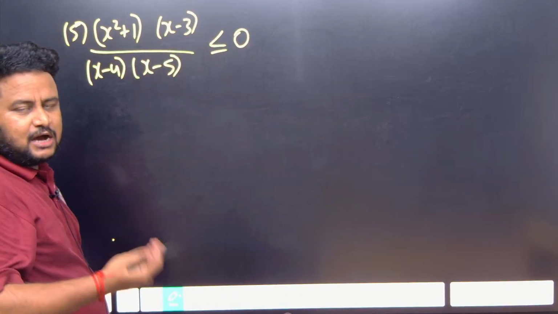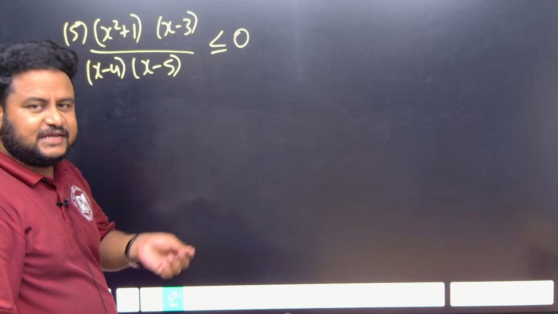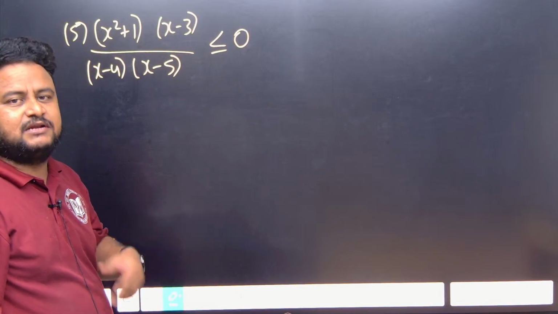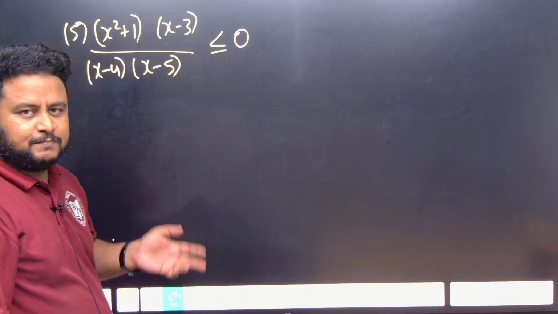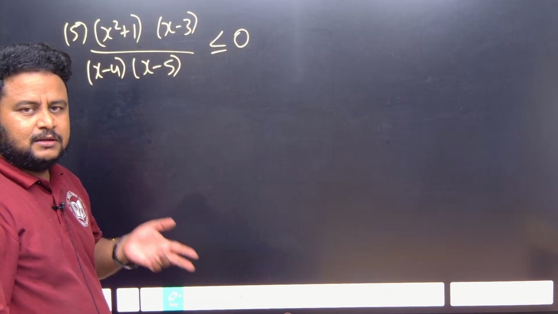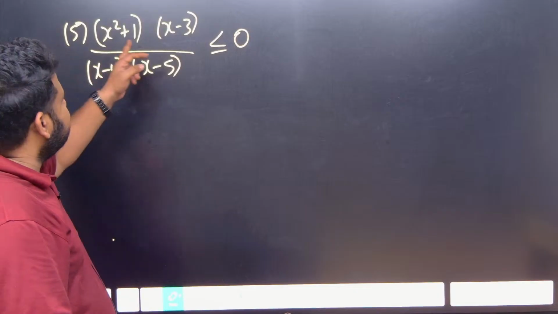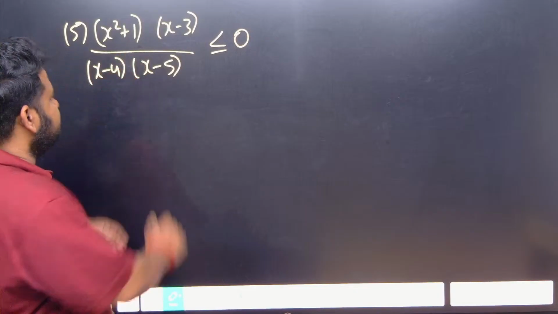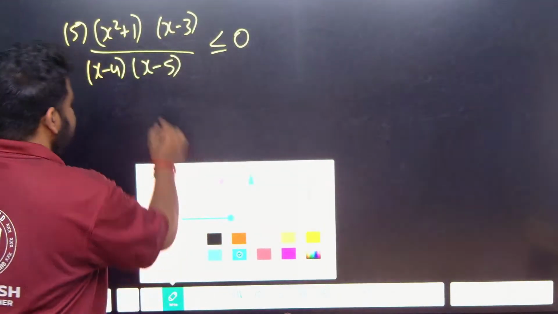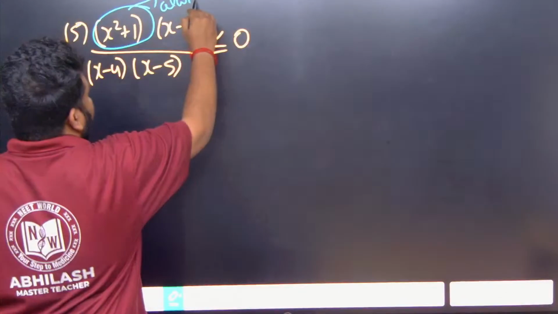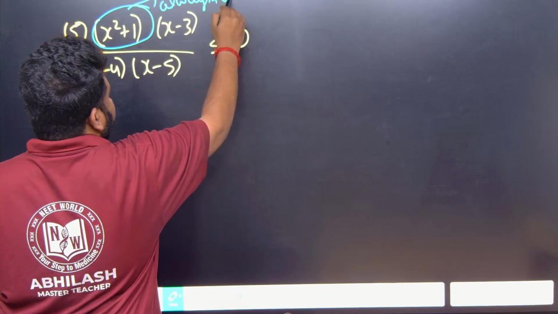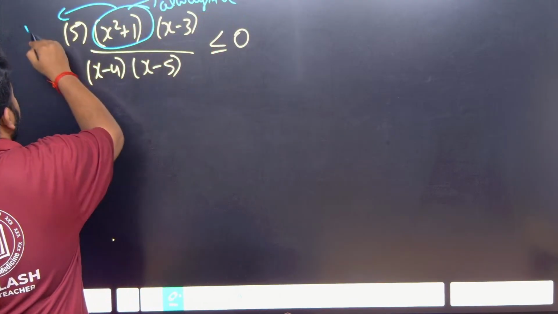x square plus 1 always positive means what? If you put any value for x, on squaring it, it will become positive, right? If I put minus 1, squaring it, it will become plus 1. If I put minus 8 and square it, it will become plus 64, but plus 1 is also there, so plus 65. This value is always positive. So it is a non-factorizable form, so you have to ignore this.